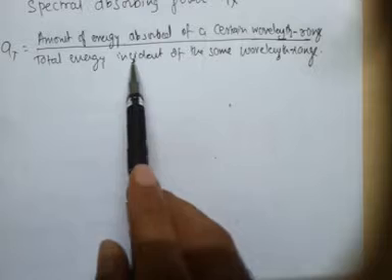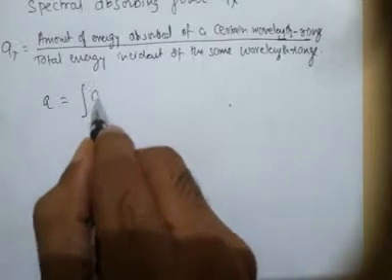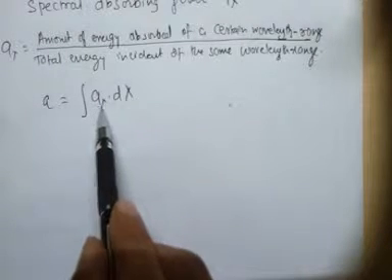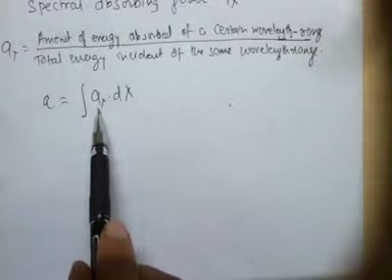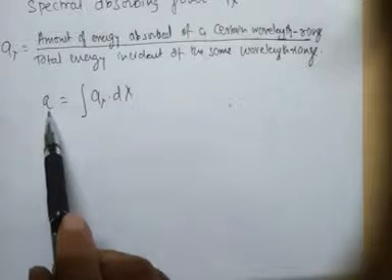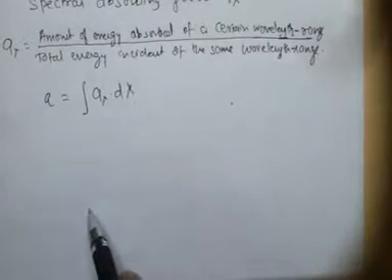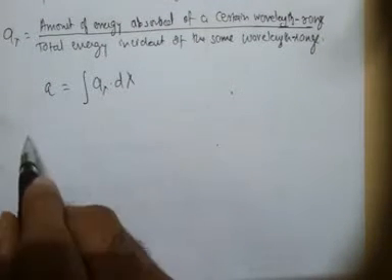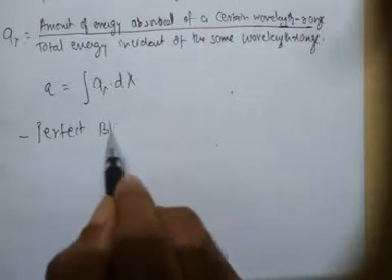So this is the definition of A lambda, and therefore we also come to the equation A is equal to integration of A lambda d lambda, because A is for the entire wavelength range, whereas A lambda is for a specific range. So if I keep on getting the value of A lambda for small wavelength ranges and integrate them over the entire range, I'll get the total absorbing power. Okay, before I end this video, I want to talk about a perfect black body.